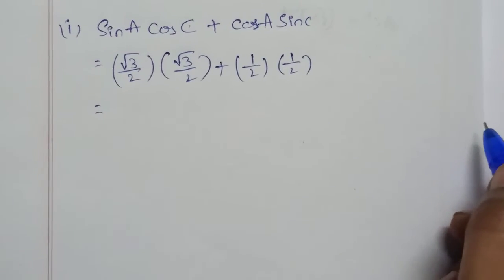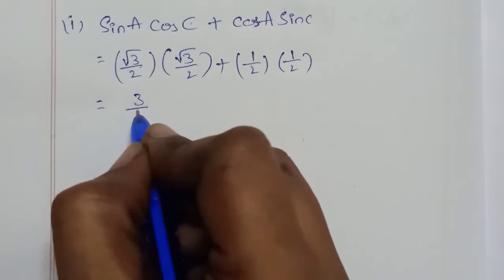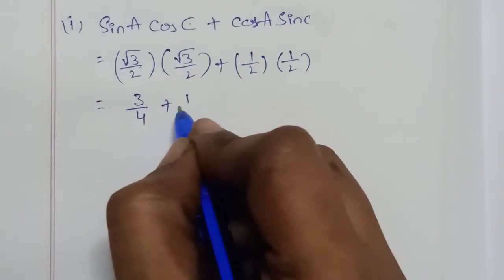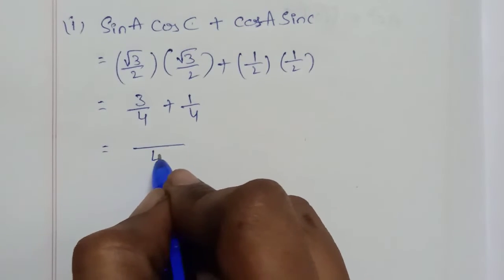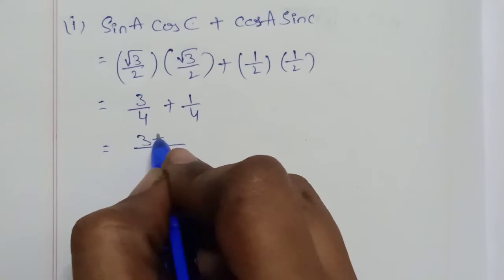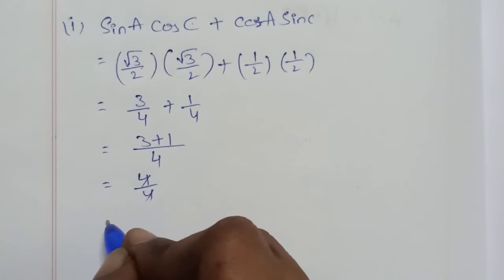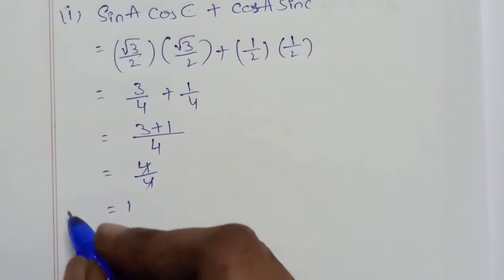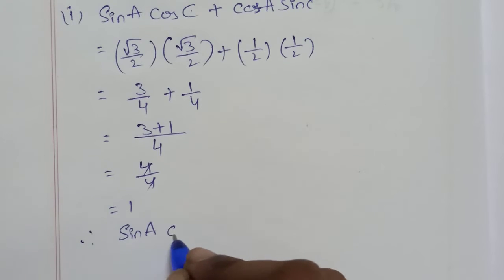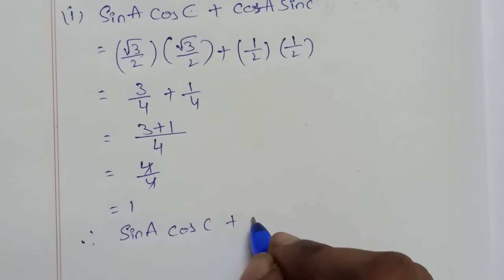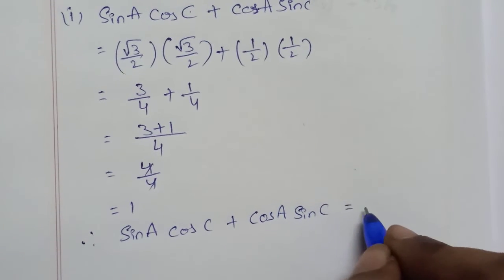That is equal to root 3 by 2 into root 3 by 2, 3 by 4 plus 1 by 4. That is equal to, 4 is common factor, 3 plus 1 by 4, 4 by 4. That is equal to 1. Therefore, sin A cos C plus cos A sin C is equal to 1.